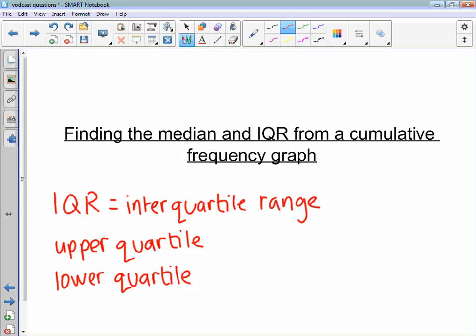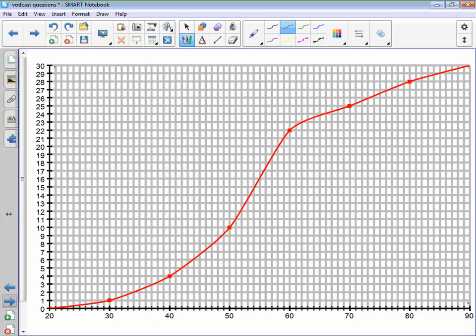So let's have a look at an example. Here we have a cumulative frequency graph. Cumulative frequency is measured on the y-axis, and I think in this case it was time that is measured on the x-axis. Now to find the median, we'll find all these values, we use this axis here.